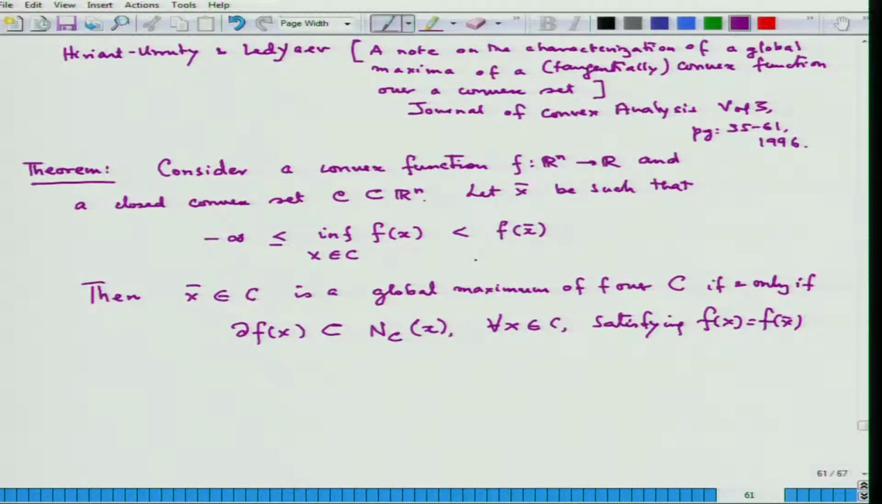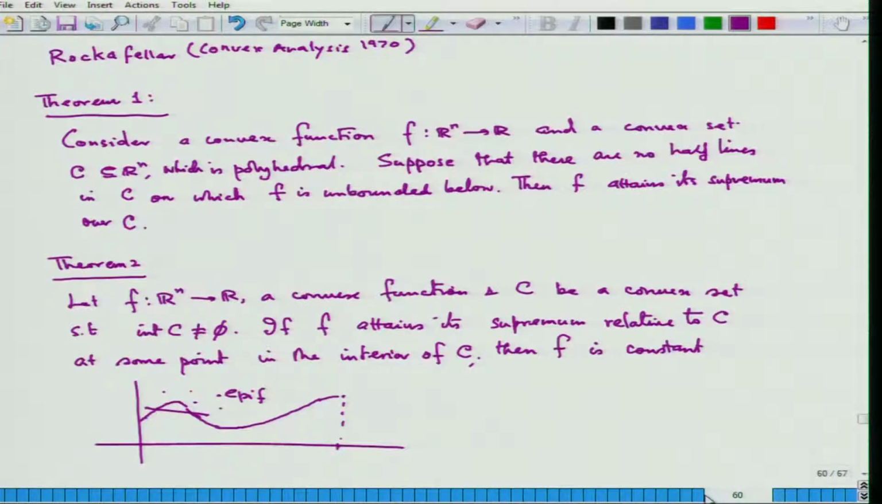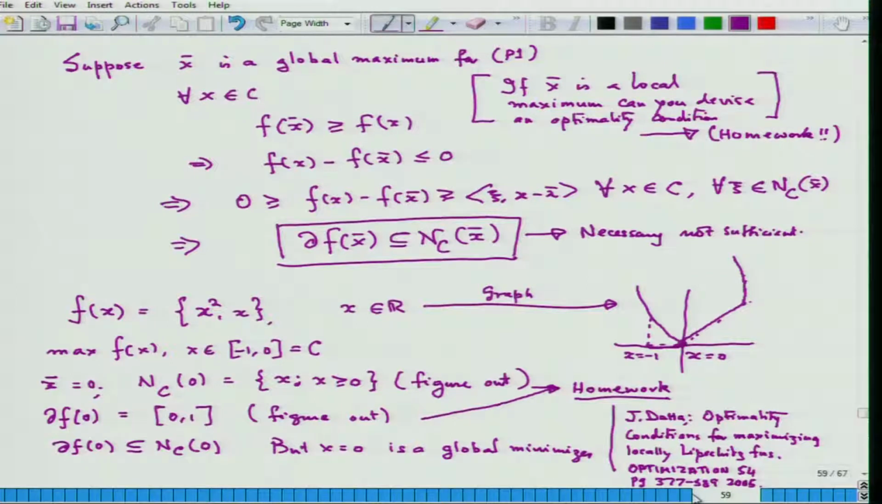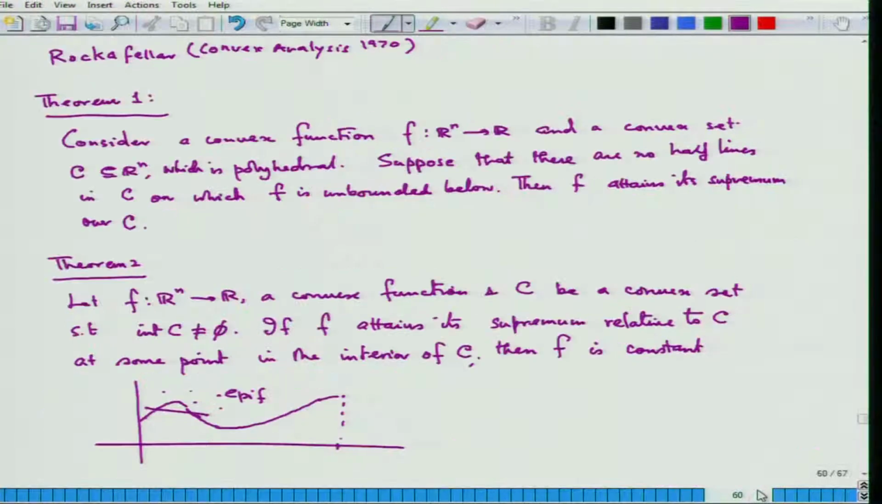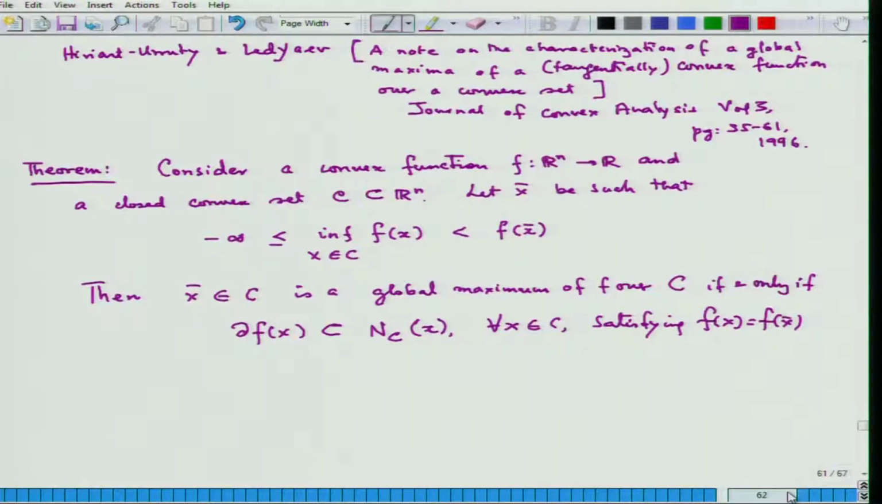Then if this condition is satisfied and x bar is the only point for which this is holding true, and there is no other x in C for which f(x) is equal to f(x bar), then also we will get x bar as a global maximizer. If you look back, you will try to see this condition, that x equal to 0 does not satisfy this basic condition required. So, this is important, this condition is fundamental.